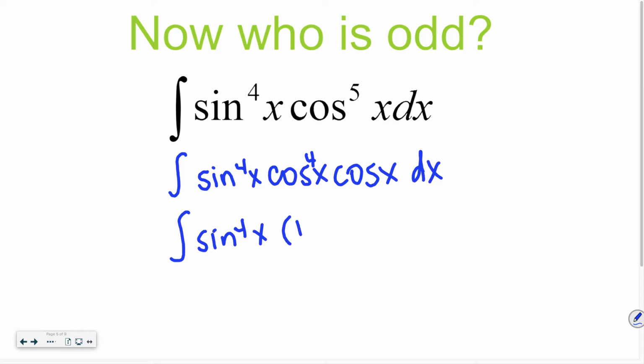So we would write 1 minus sine squared, squared. Ick, right? Not that bad. When we change it to polynomials, it'll be a lot easier to look at. Okay?